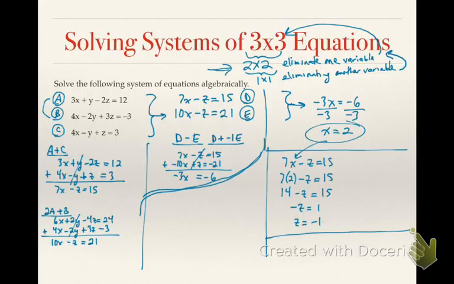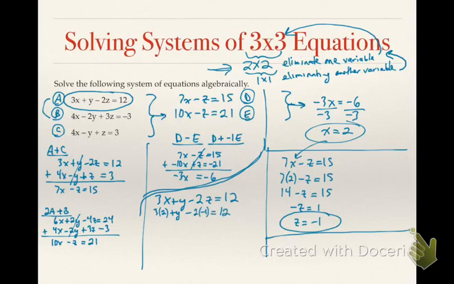Now I have z is negative 1, and I have x is 2. I just have to find out what y is. And I'm going to choose one of the equations in the original problem. Now what I'm noticing is that y is positive in equation A, and I'm solving for y, so I'm going to use that one. So I'm going to copy that down. 3x plus y minus 2z equals 12. Now I know that x is 2 and z is negative 1, so I'm going to substitute those values in. 3 times 2 plus y minus 2 times negative 1 equals 12.